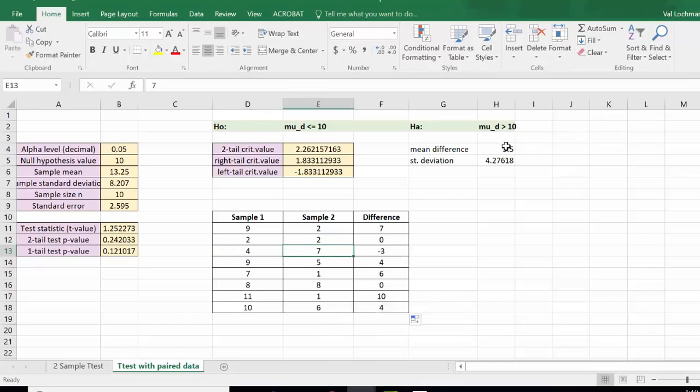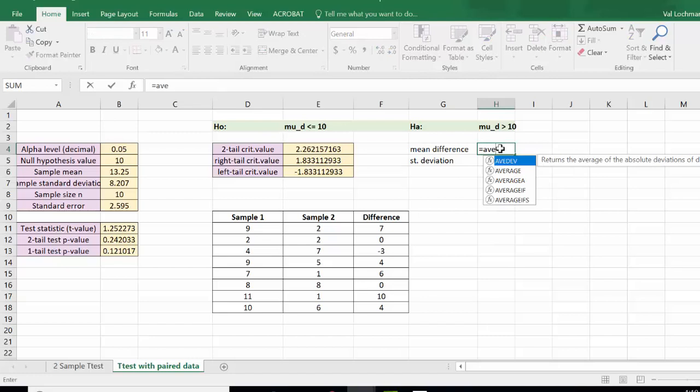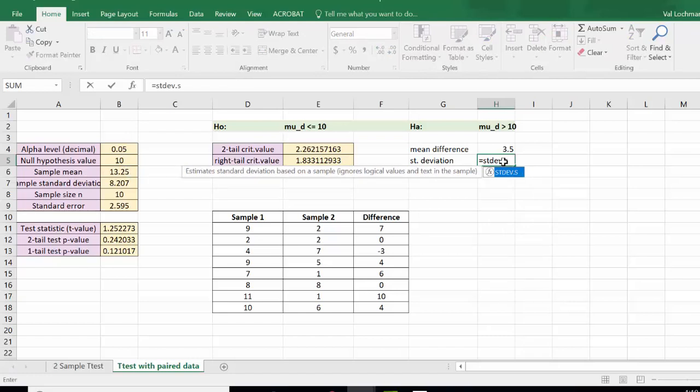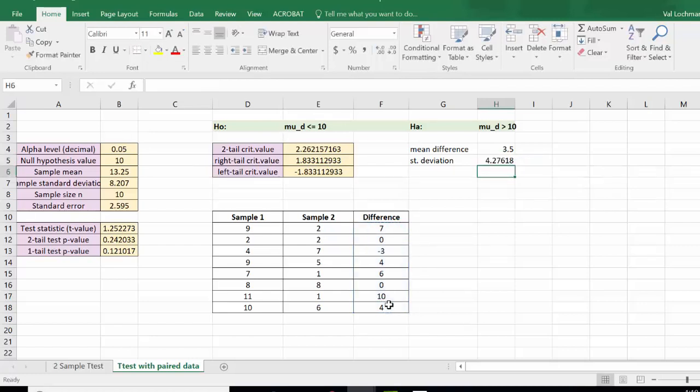Now, on this side over here, I've already computed the mean of the difference and the standard deviation. But let me just go ahead and delete it to remind you how to do it. You would say average of what? We want to find the average of these cells right here. Standard deviation, this is a sample, so stdev.s, highlight these cells right here.